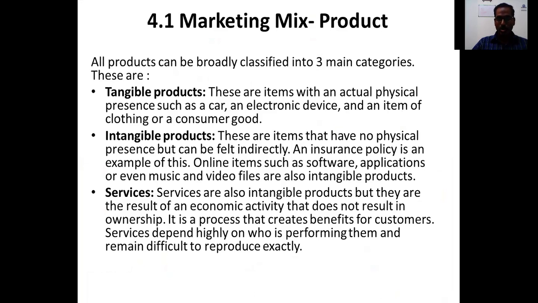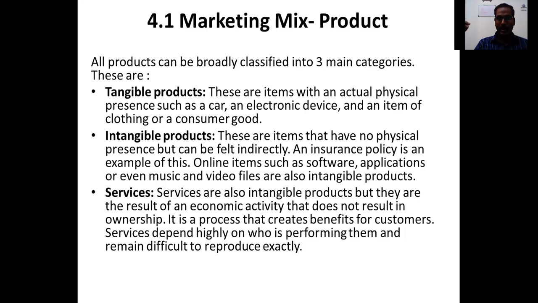First, we move to the first marketing mix, that is the product mix. All products can be broadly classified into three main categories. These are tangible products. As the name suggests, tangible means something which we can feel and touch. These are items with an actual physical presence, such as a car, an electronic device like a mobile phone or a TV, an item of clothing, or a consumer good which we can feel, touch, and smell. Then intangible products.